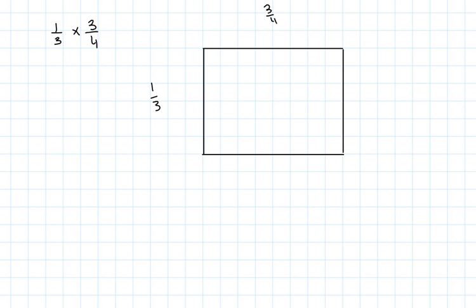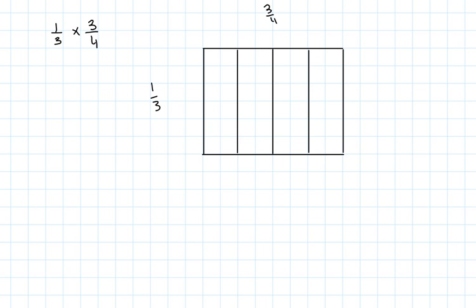Okay. And then you're going to break the 3/4, the number on top, into 4 pieces because you have 4 at the bottom. So that's going to have 4 pieces. That means you're going to put 3 lines.